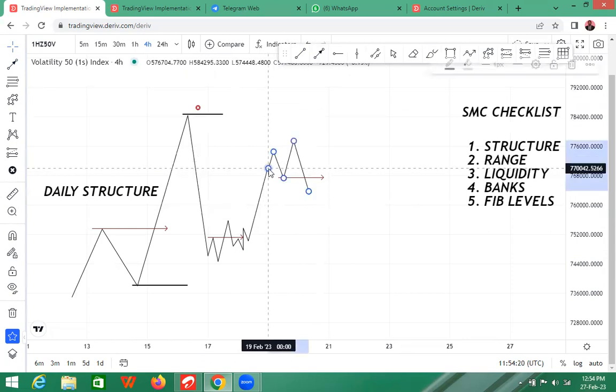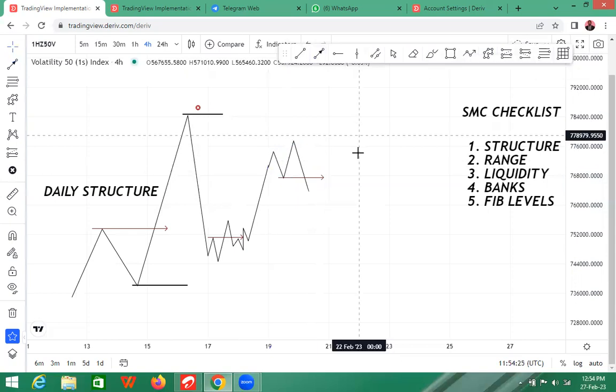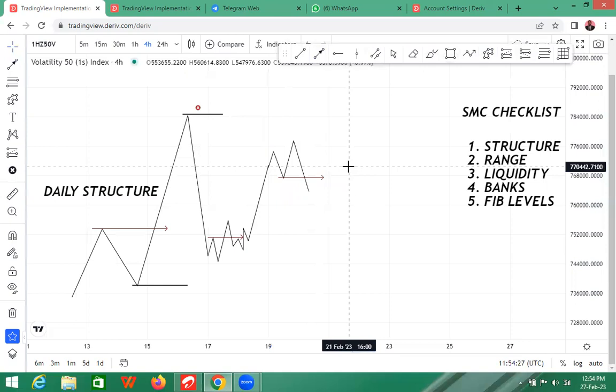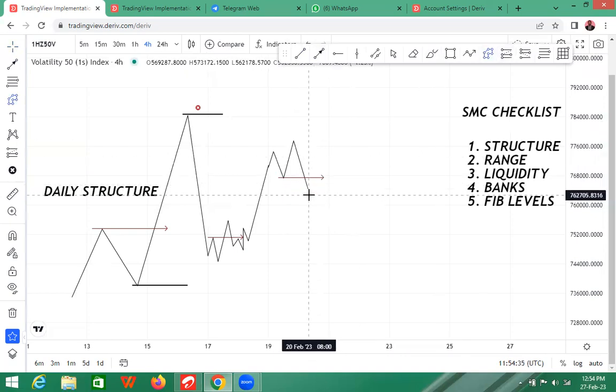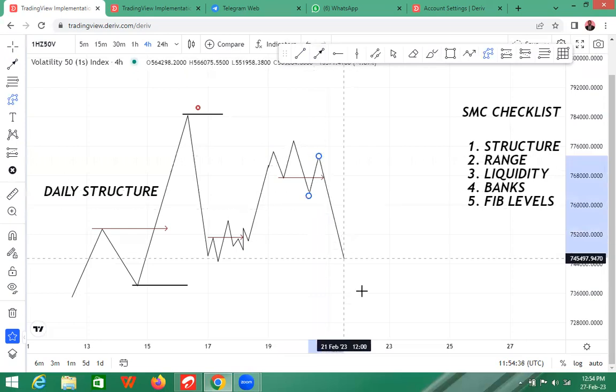This is not a complete distribution. Okay? It's not a complete distribution. This is what price always does, like always. It gives you a break of structure here. Don't look to play this retest to take price down.